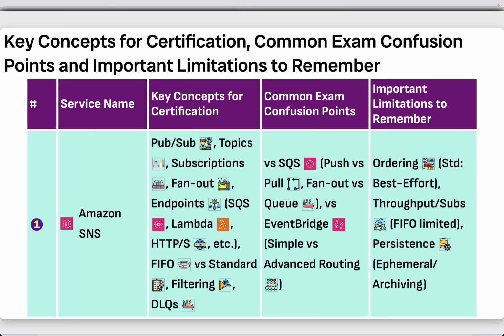Remember its limitations: best-effort ordering for standard. FIFO, first in first out, has throughput limits, the total throughput limits are there, and ephemeral persistence by default.